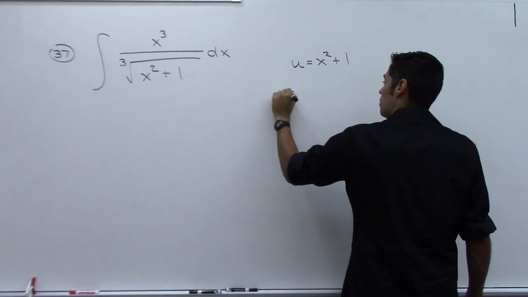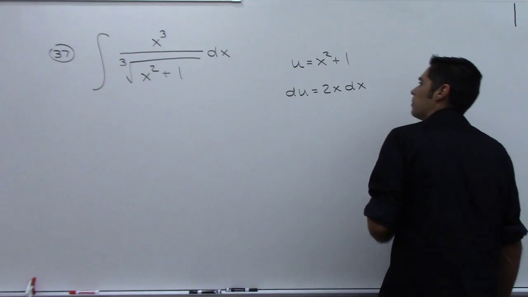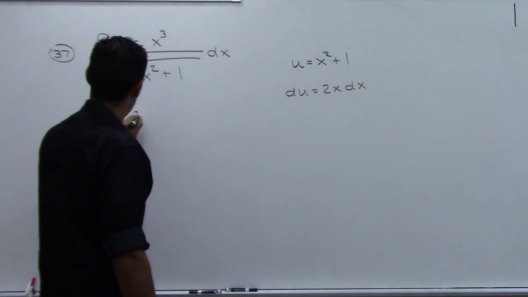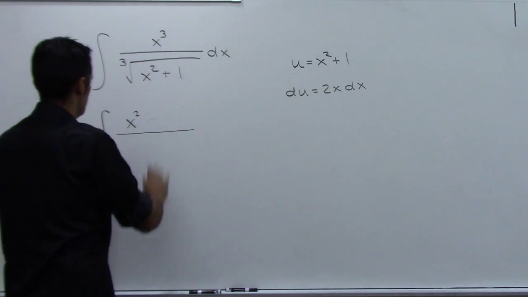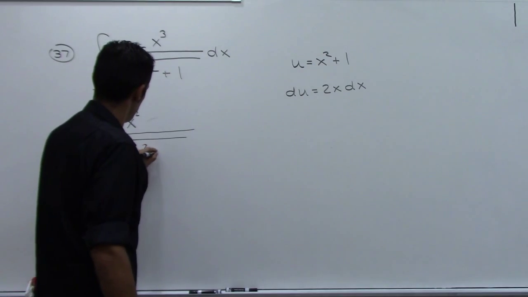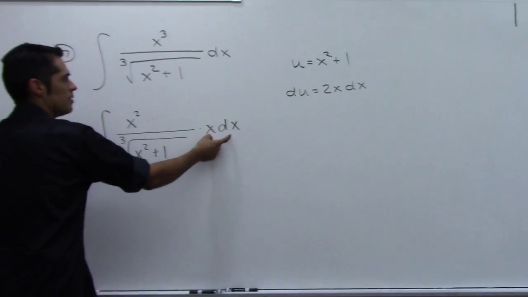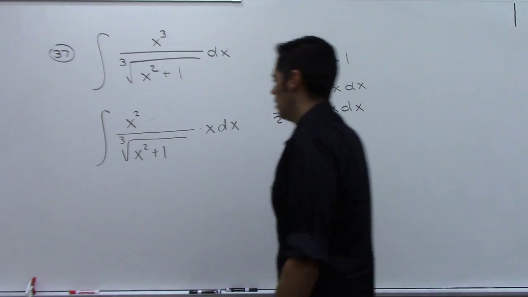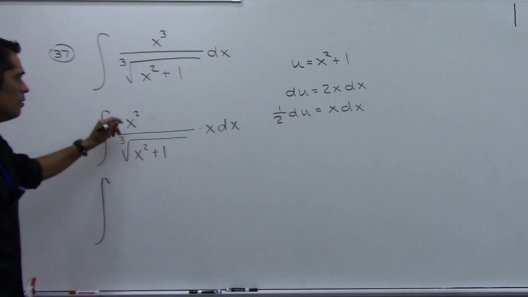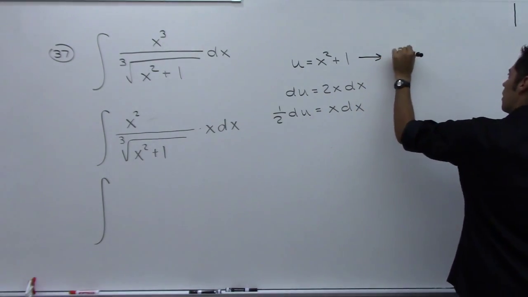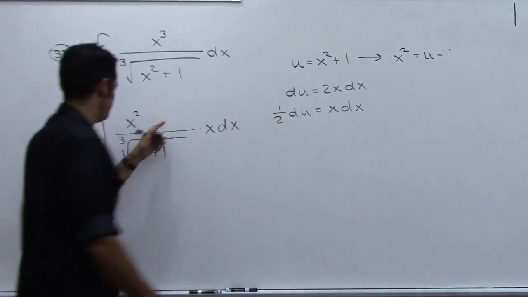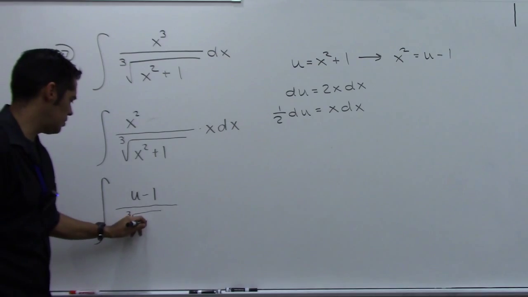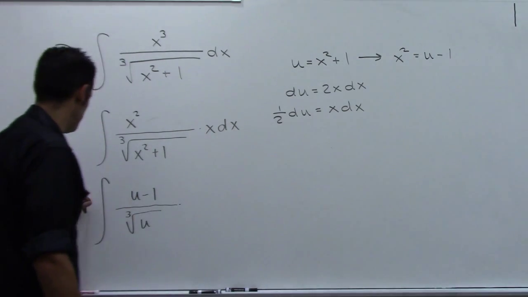So I know that the derivative is 2x dx, which, do I have a 2x dx? I don't, but if I peel one x off the top, then I do have an x dx right there. And so I need to scale this by 1/2 to get my x dx. So I can rewrite this integral. What's x squared? Well, I have to solve for x squared. So x squared is u minus 1. So I get u minus 1 over the cube root of x squared plus 1, which is u, so the cube root of u, times x dx, which is 1/2 du. So here's 1/2 and then du.